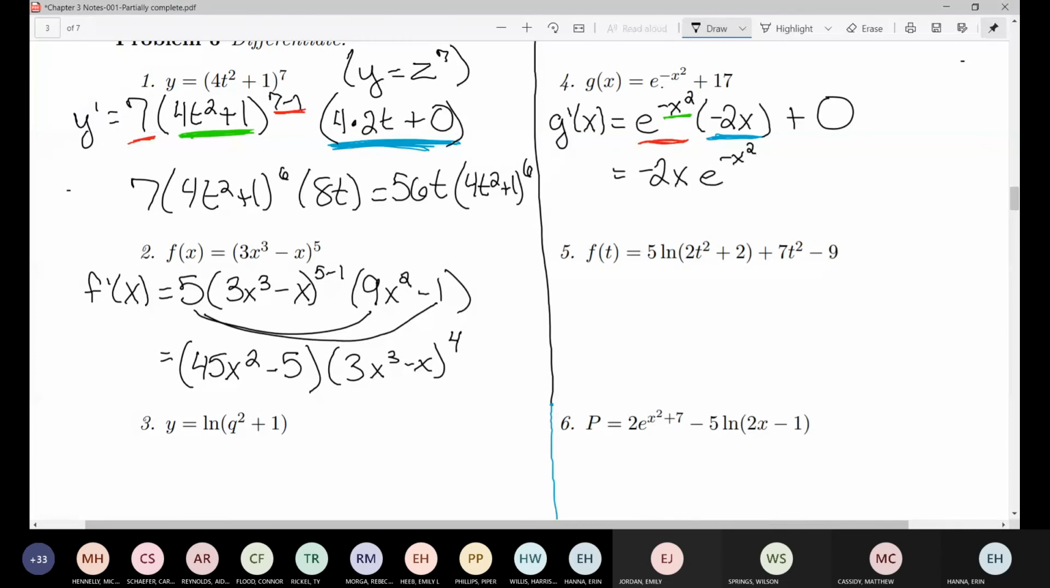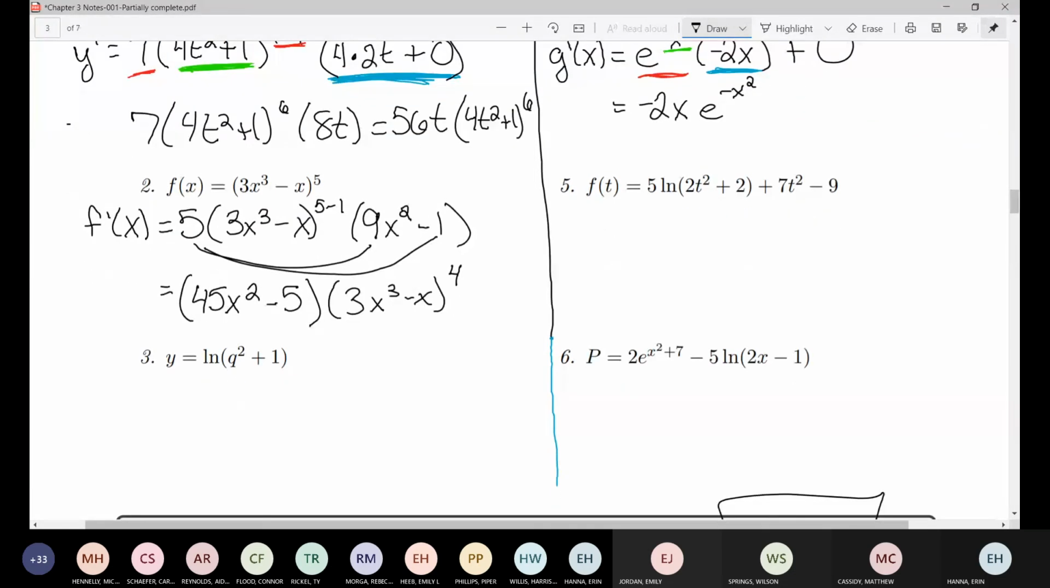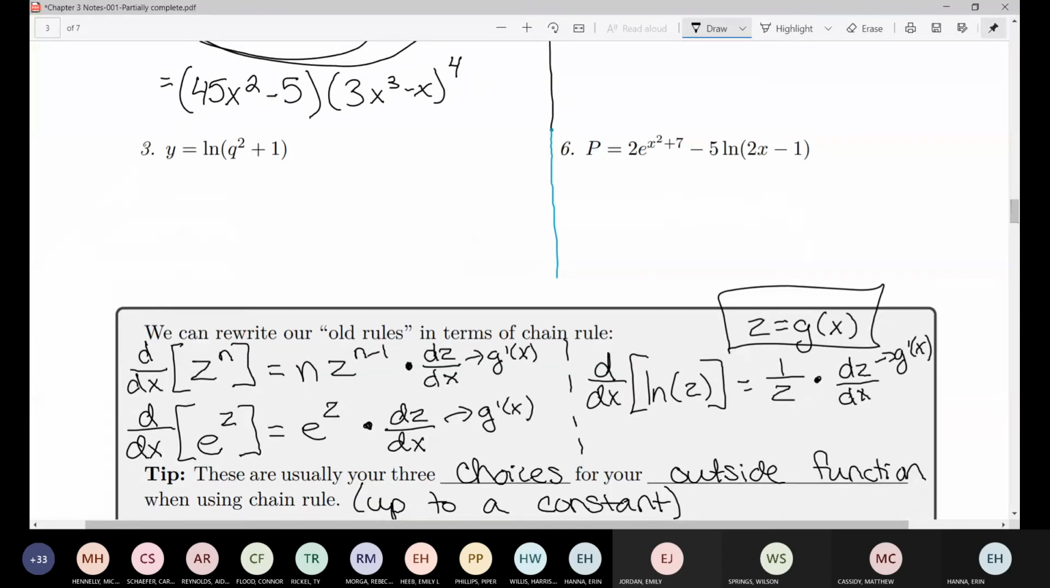The other ones get a little hefty, so let's just do 3. We'll let it sit for a few days in your brain and come back to the last 2 on Friday. So number 3, natural log of q squared plus 1. Now I can scroll down and include this.